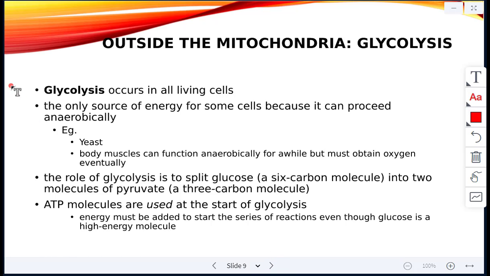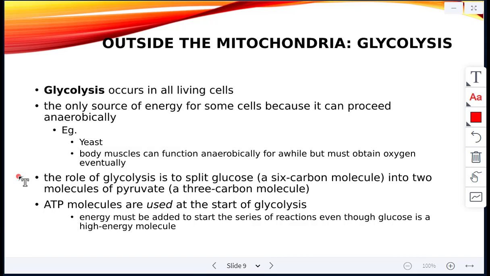So, like I said, glycolysis, it's happening outside the mitochondria. It's happening in the cytoplasm. It occurs in all living cells. For some cells, it's the only source of energy because it can proceed without any oxygen. It can proceed anaerobically. For example, in yeast, another example is our body muscles. They can function anaerobically for a while, but eventually those cells will need oxygen.